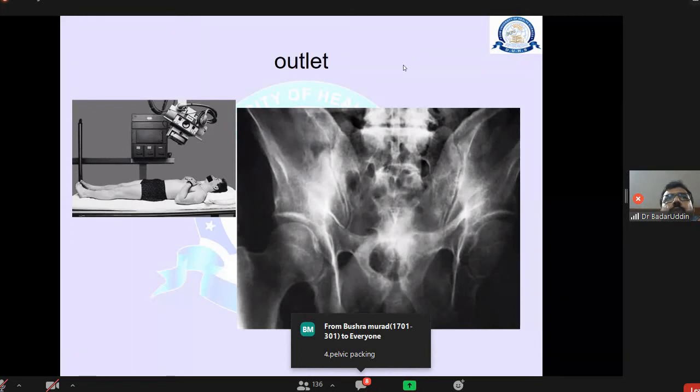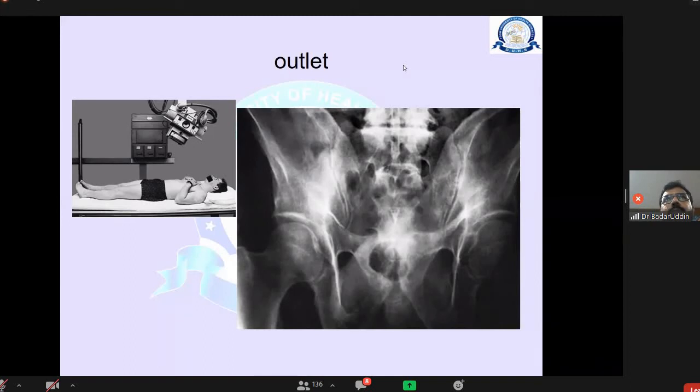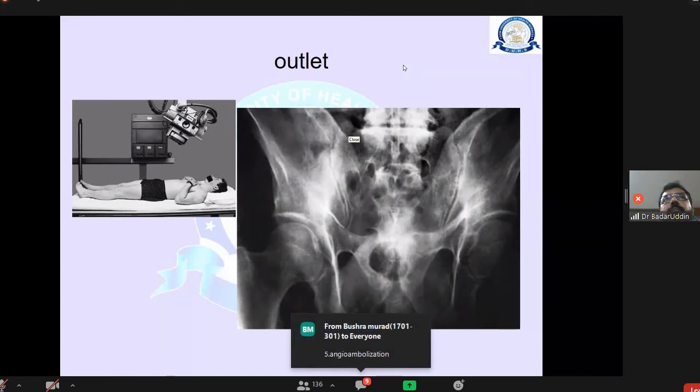Pelvic packing, angioembolization. Yes, exactly. Yes, clear.